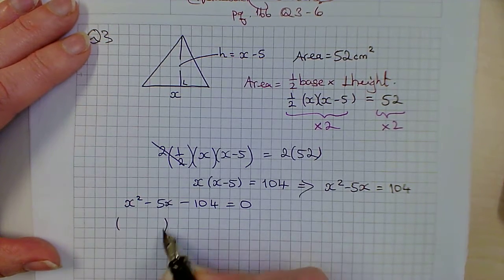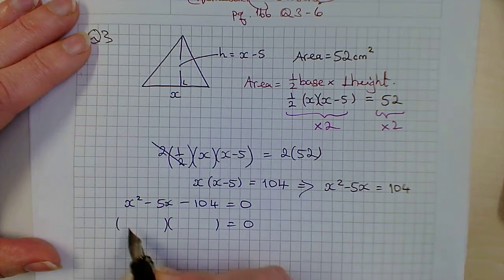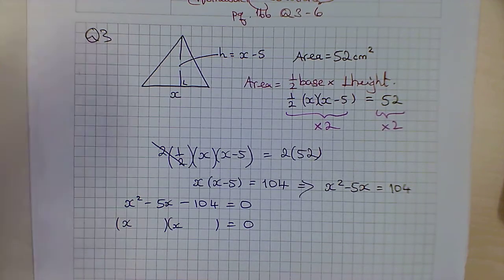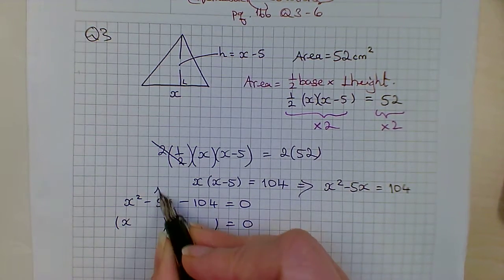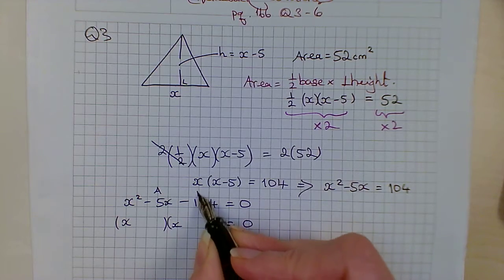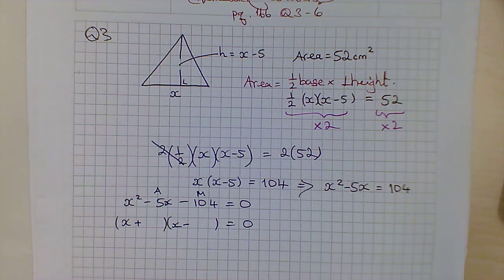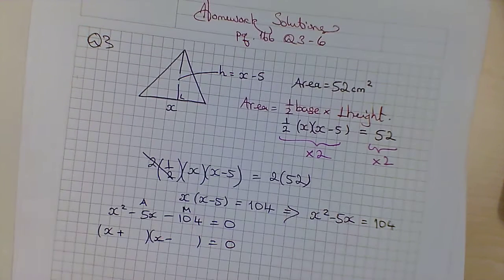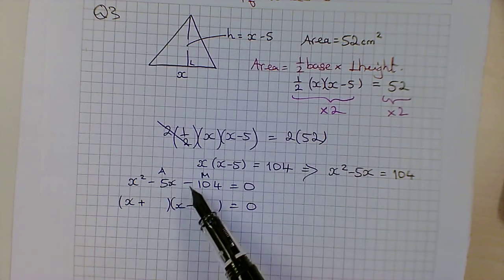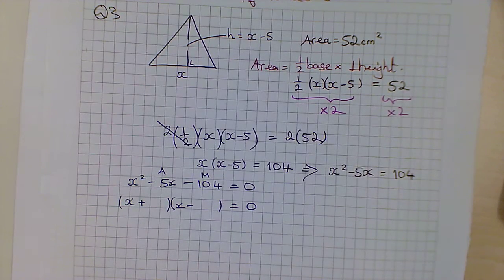So you can find factors for this, or you can use the minus b formula. We're looking for something that adds to give me a minus 5 and multiplies to give me a minus 104. So I need to have a plus for one and a minus for the other. How do I know that? Because when they multiply to give me a minus, I've got different signs.